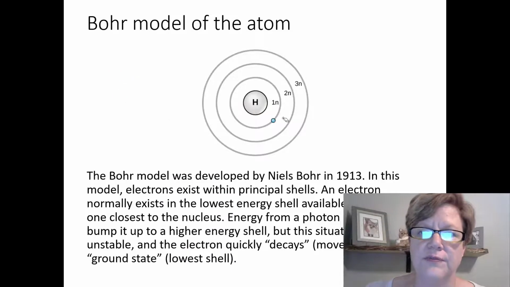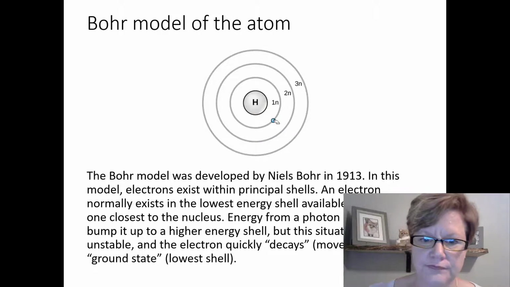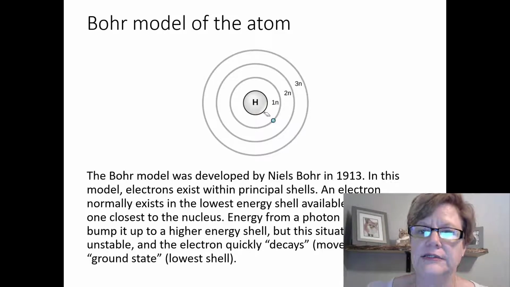Okay, so this picture, they do show you the second and the third shell just to show you, but those would disappear because they don't have any electrons in them. So you can think of hydrogen as only having the first shell, all right? And so that's the Bohr model of hydrogen, okay?